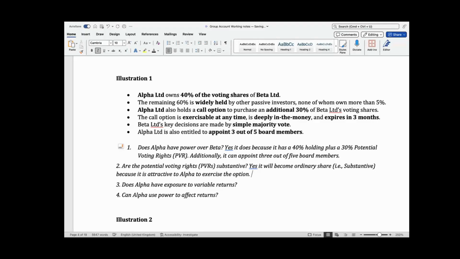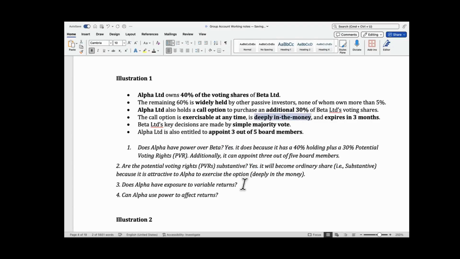So that's what we mean by deeply in the money. It's substantive. It will become ordinary shares. It will definitely become ordinary shares because it is deep in the money.